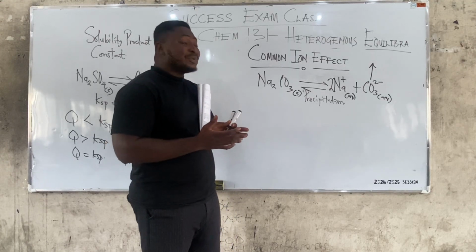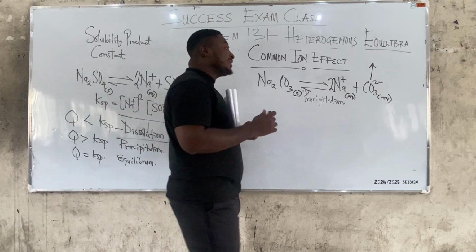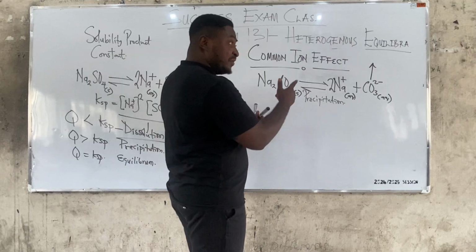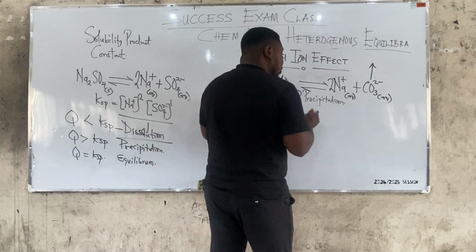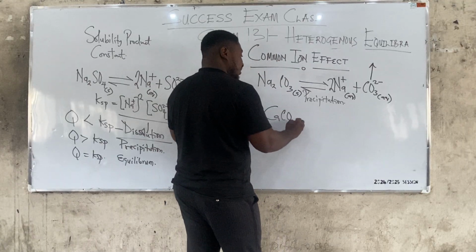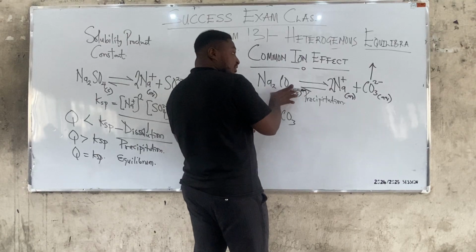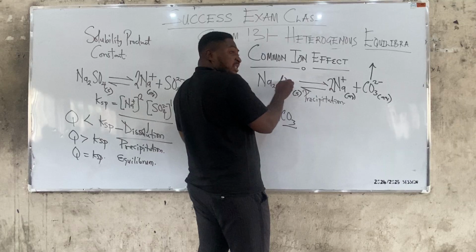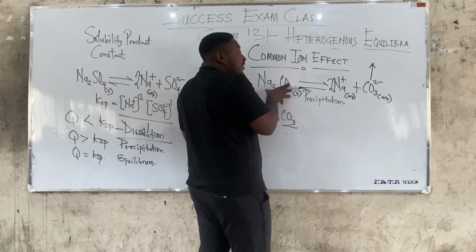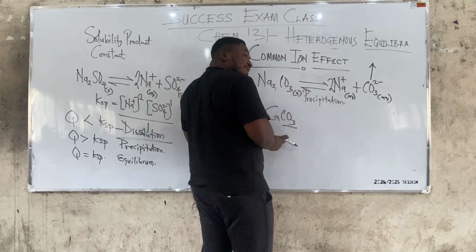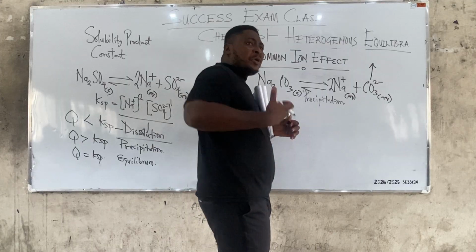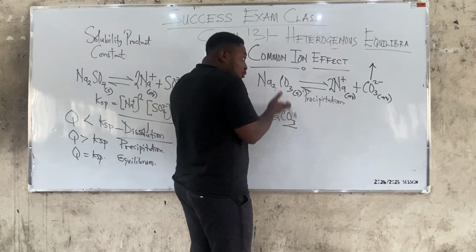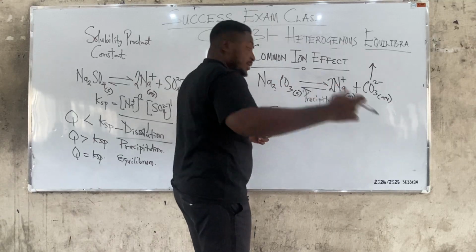And that is what happens in common ion effect, class. So anything that will cause an increase in concentration of any of these ions is a common ion. What can lead to an increase in concentration of this common ion? Class, if you dissolve this salt in a solution that contains CaCO3. CaCO3 has a common ion with Na2CO3, which is CO3. So if you dissolve this salt in any solution that contains an ion like itself, you're already inducing common ion effect. That's what we call common. They have the same common ion. They have one ion in common.